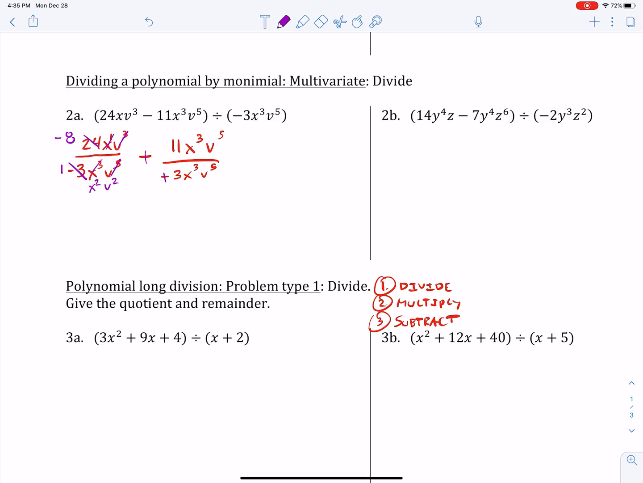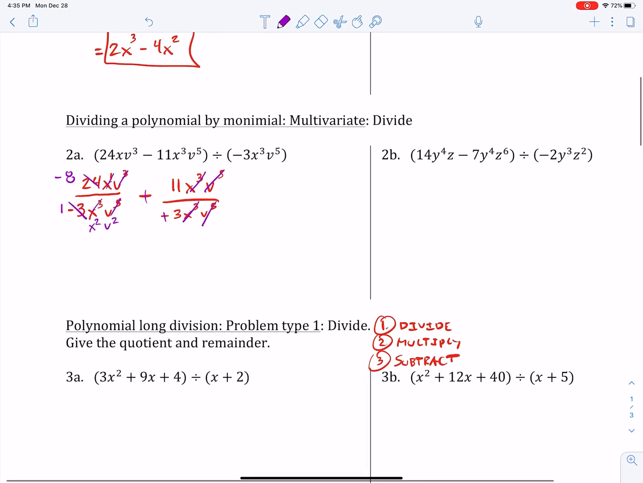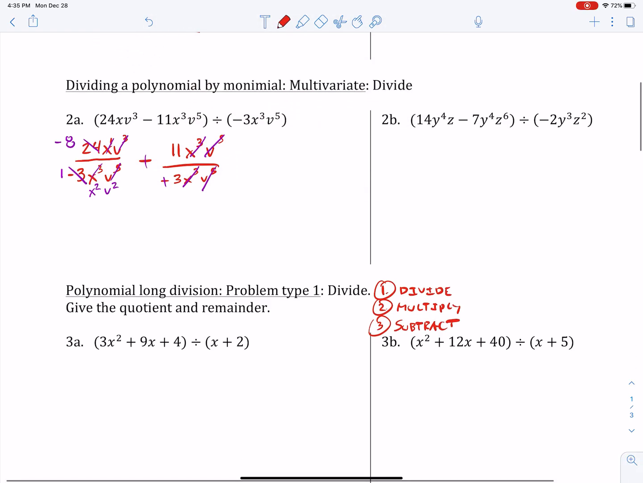You can't divide 3 by 11. X to the 3rd, x to the 3rd. Even if you were to do the quotient rule, that would be x, 3 minus 3, which is 0. X to the 0 power is just 1. So that's the zero power rule. And that's the same thing for here, so those cancel. Thus, we are left with negative 8, and then below it, we have x squared v squared plus 11 over 3. And there we go.